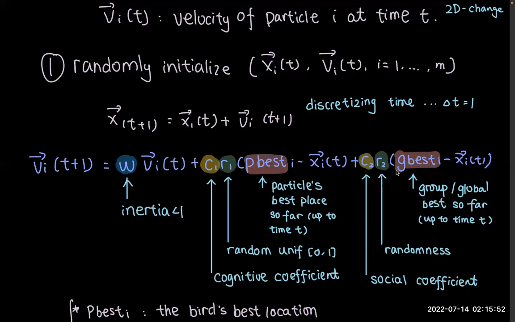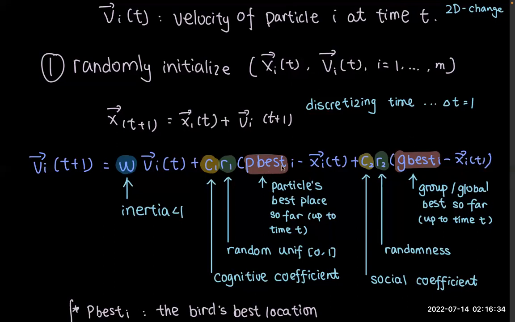And then this term also forces the bird to go towards the global best. So this C2 is another coefficient, a constant, which is the social coefficient. And R2 is another random variable uniform from 0 to 1, and R2 is independent of R1. So here you see that we have R1 and R2. Those are the randomness. They give us exploration, so we don't have a deterministic dynamics. This allows us to explore different changes for velocity.